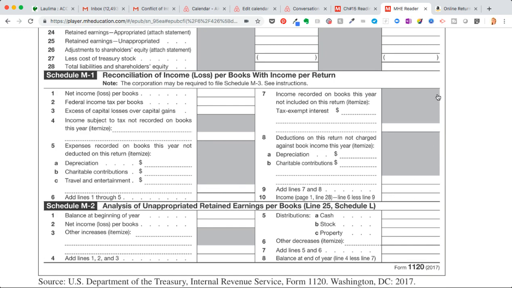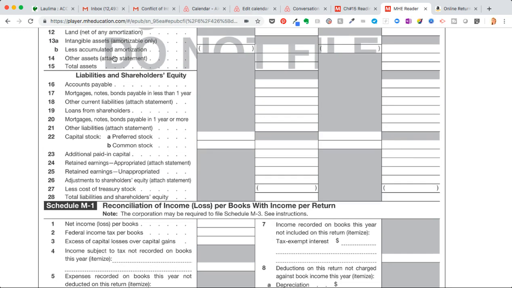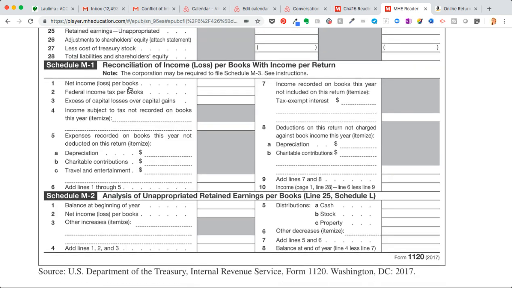minus line 9. So this is our income with deductions. This is our expenses with deductions. We take line 9 minus this amount, and that's the amount that should match page 1. So this is a really good reconciliation to make sure that the accounting here matches what's being reported on the return. This is a really complicated form to fill out, so don't feel like you need to know this.